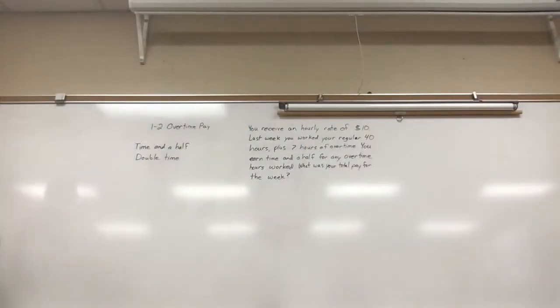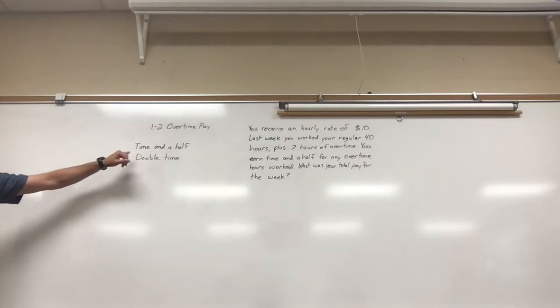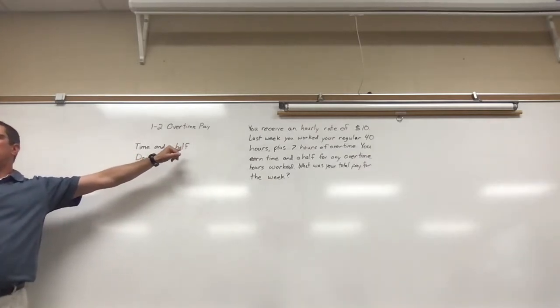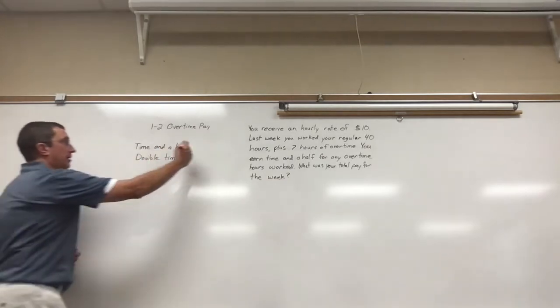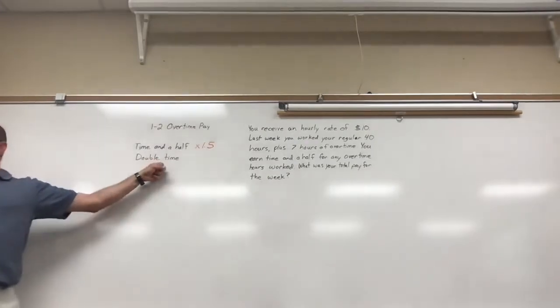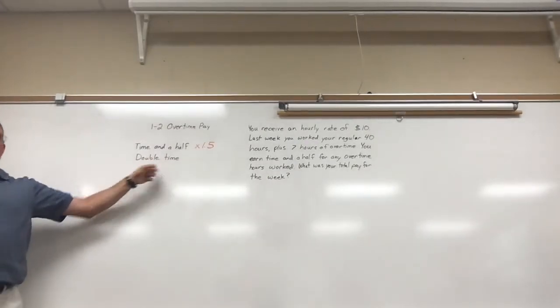All right, we'll go back to our video. We're going to start with this part first. Time and a half. If you're getting paid time and a half for your overtime hours, what will you multiply by? 1.5. So keep that in mind. And if we get paid double time for overtime hours, what will we multiply by? Multiply by 2.